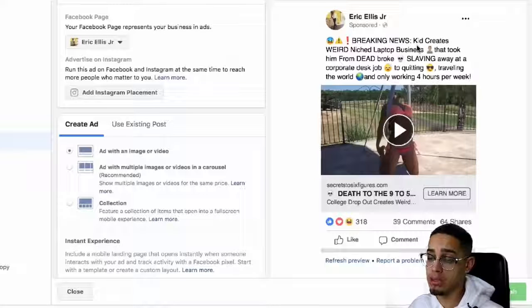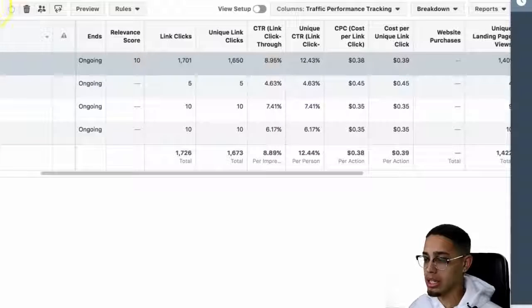This is just one of the punches. It's how to have the perfect 1-2 punch. So this is one of my winning ads. We're literally getting leads for less than $1, which is an advertiser's dream.